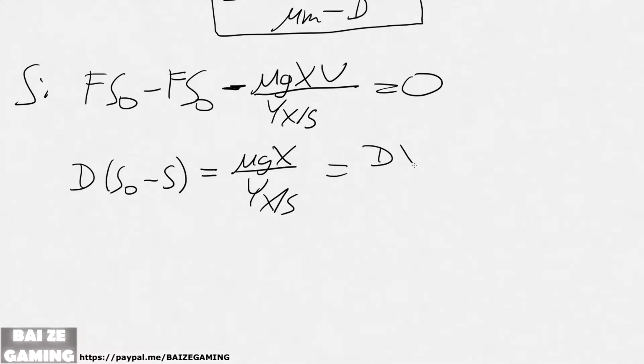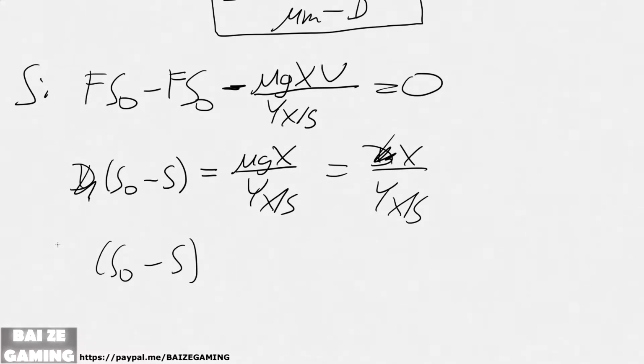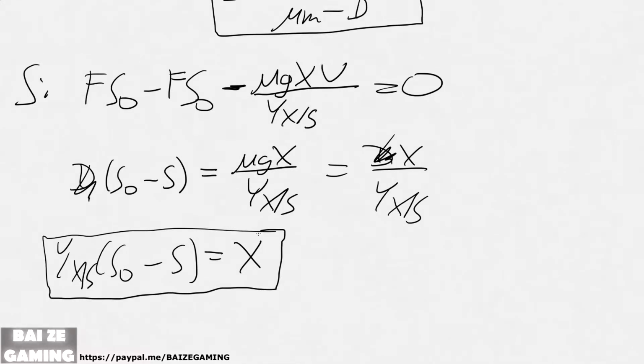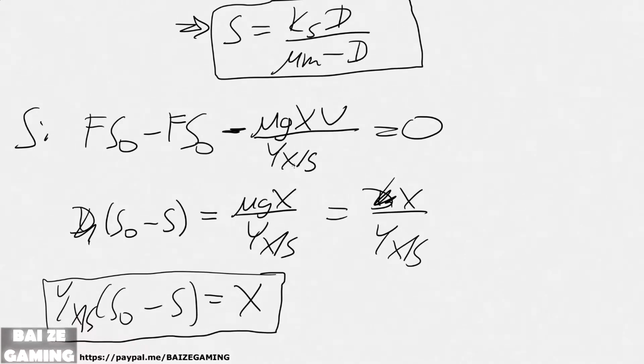And you can cross out those D's because they're on both sides, so UG is just D. So it's very easy in this case. Okay, so that's the yield factor on the other side, equals X. So now we have the equation.